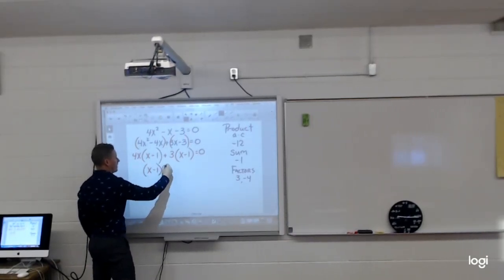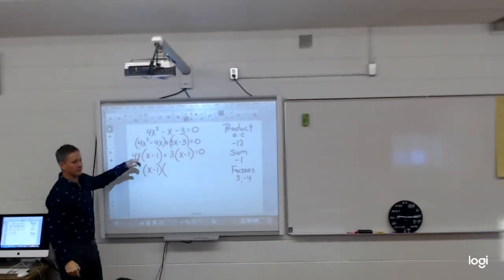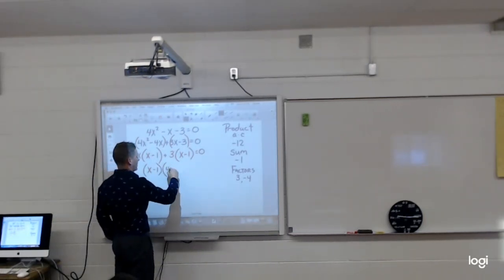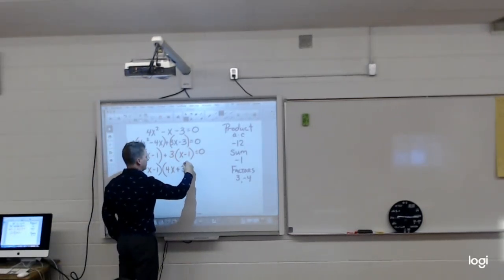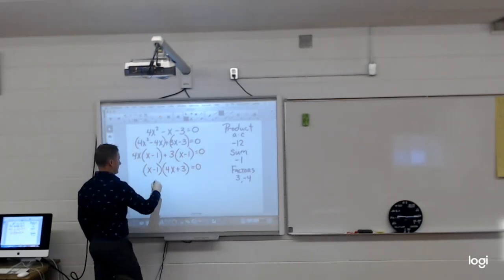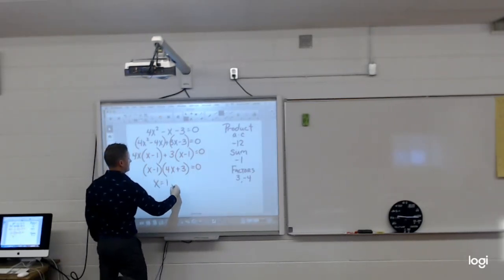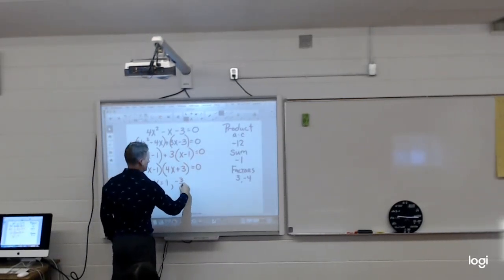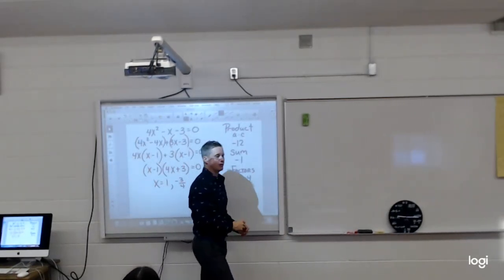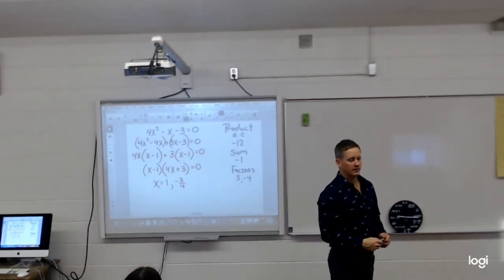So when I take it away from this, what am I left with? 4x plus 3. 4x add 3 equals 0. x equals 1 and negative 3/4. There's my two roots. All right?